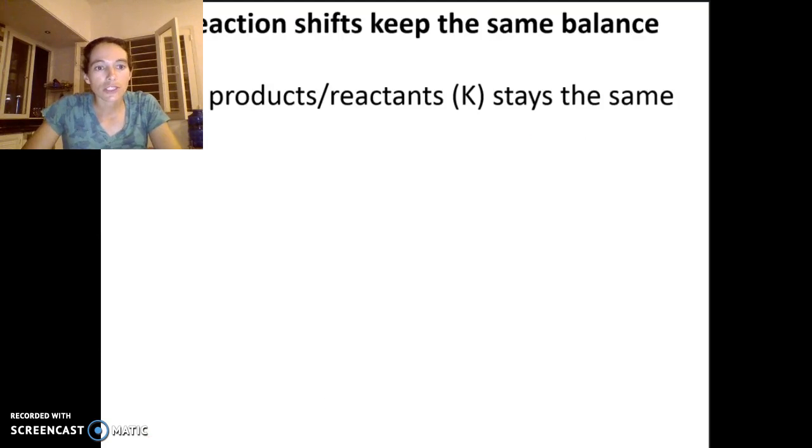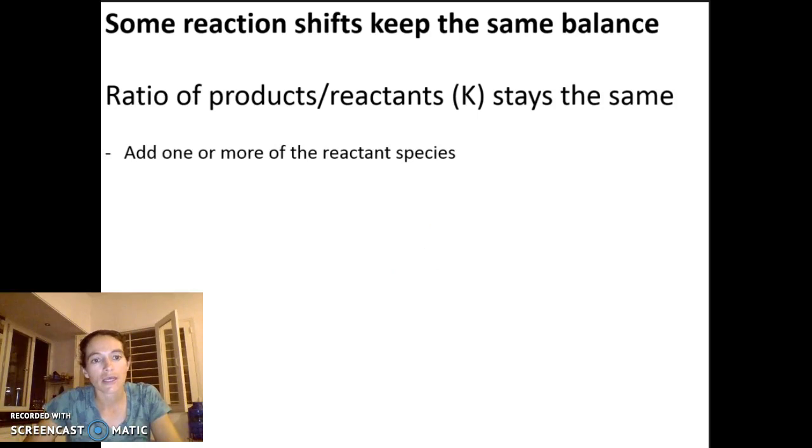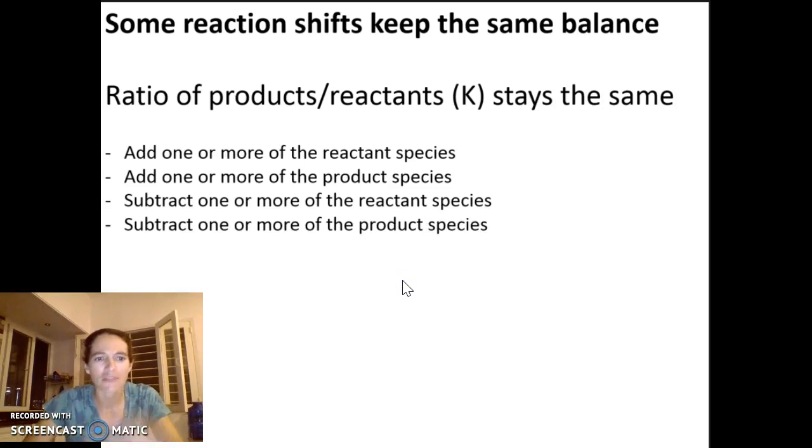So just like the one we just saw, some reaction shifts keep that same balance, that same ratio. There's a few that don't. We'll talk about them in a little bit. So the ones that do are really about adding or subtracting products or reactants. So we can add a reactant, we can add a product, we can subtract a reactant or subtract a product, usually by reacting it with something else.